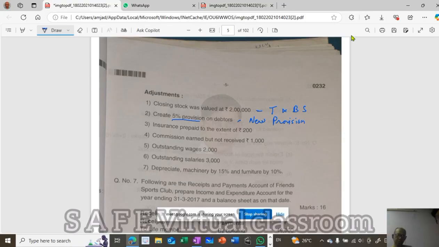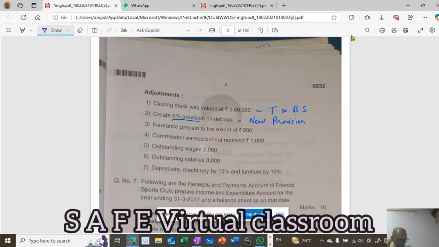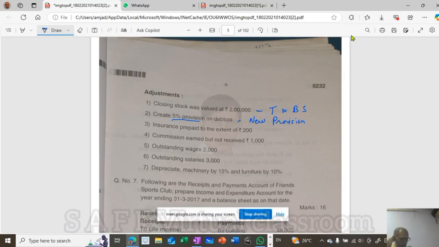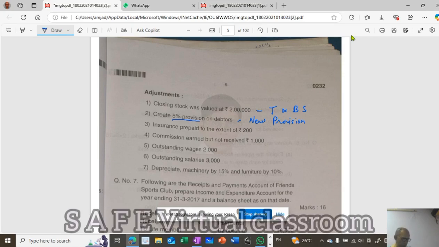For trading and profit and loss, there is no format to be followed, no? No, there is a format for everything. Trading also, profit and loss also, balance sheet also. There is a format. Just four columns, that itself is known as format. How you write that, that itself is called format.